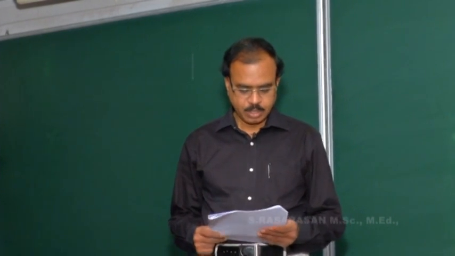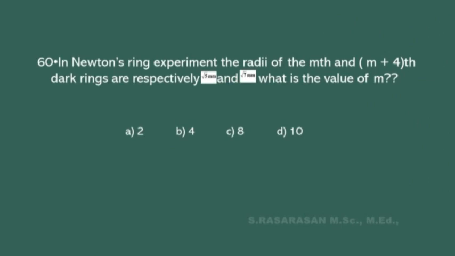60. In Newton's ring experiment, the radii of the mth and m plus 4th dark rings are respectively √5 millimeter and √7 millimeter. What is the value of m?